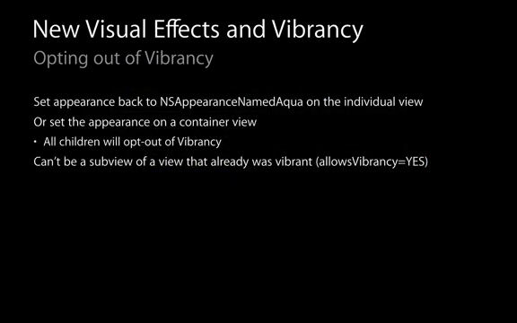So the things to note is that you can opt out your particular controls from vibrancy one at a time, or you can do it on a whole view hierarchy. So you could have a hierarchy of controls opt in or out by setting a container to be one particular appearance or not, and opt it in and out depending on what you need. One thing to note is your view's parent can't have already said yes to allows vibrancy, because there are caveats with that, which I will discuss in a little bit.